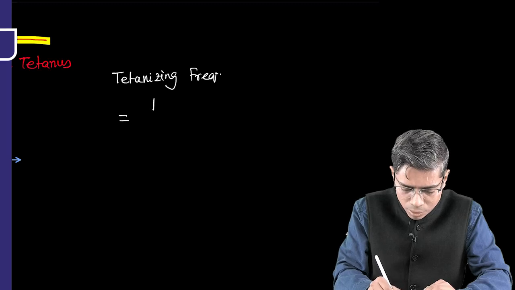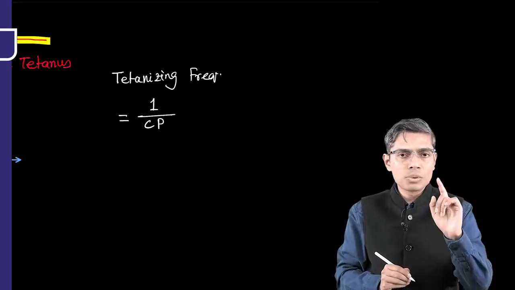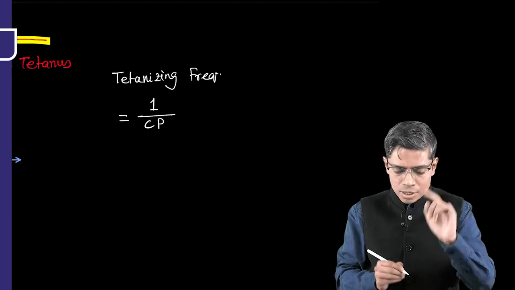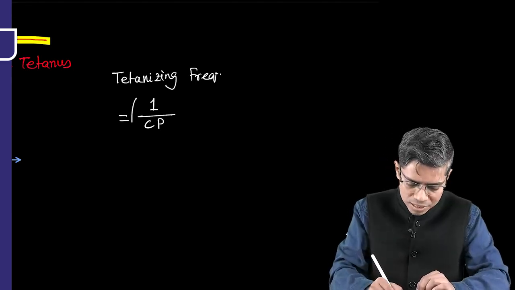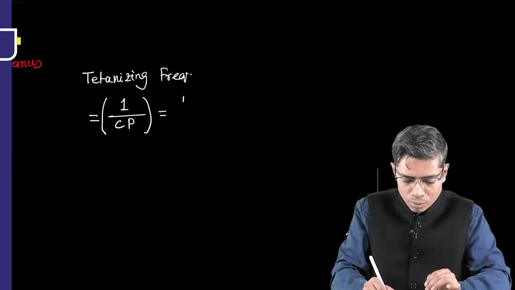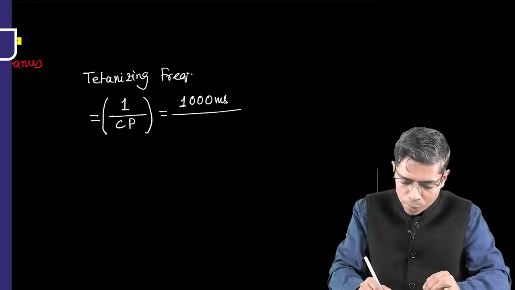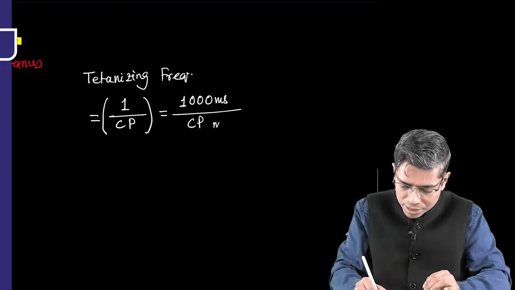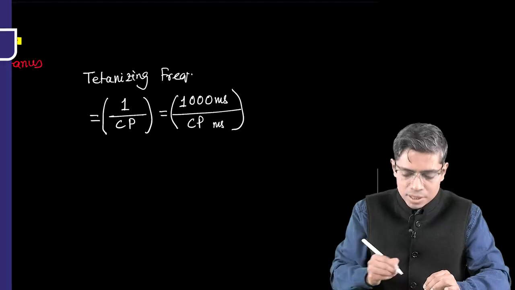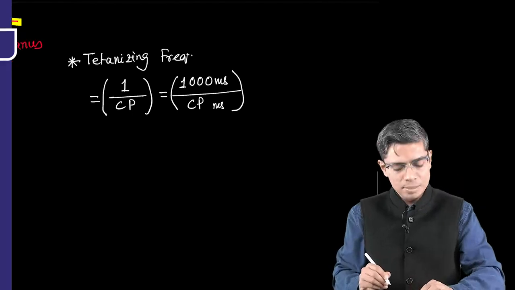The formula is 1 upon contraction period of the simple muscle twitch. So I told you already how to calculate the contraction period duration. So 1 upon contraction period, this is my formula. What is the meaning of this? 1 means this is 1 second. 1 second means we all know that is 1000 millisecond. So 1000 millisecond upon your contraction period duration in millisecond, if you put, then you are going to get a tetanizing frequency of a skeletal muscle.